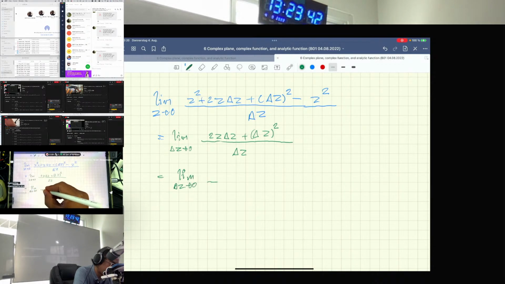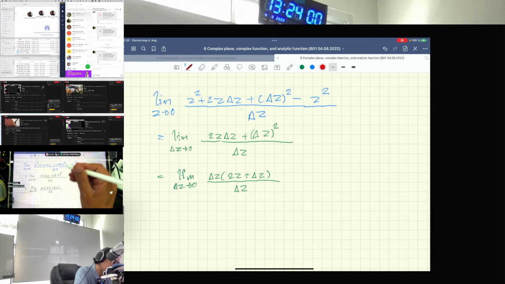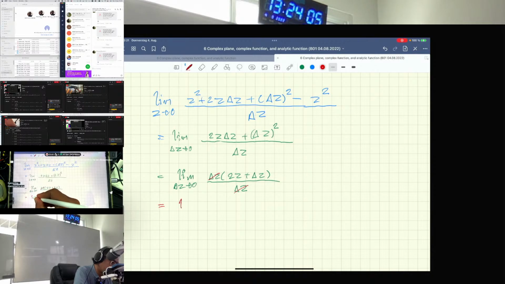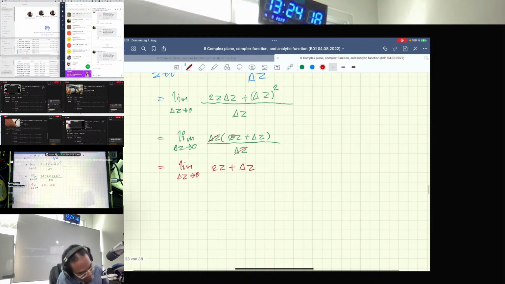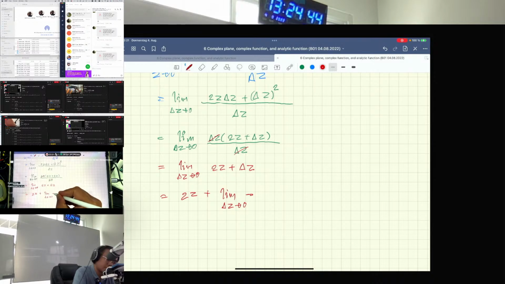Limit delta z to 0, and we have a common term which is delta z, and 2z plus delta z like this. And here is delta z, right? So these terms will cancel each other. So you get the limit as delta z goes to 0 of this one, 2z plus delta z. But the limit needs to be taken with respect to delta z. The first term doesn't have delta z at all. We move the limit directly to the second term that has delta z. So you would have 2z plus the limit as delta z goes to 0 of delta z.